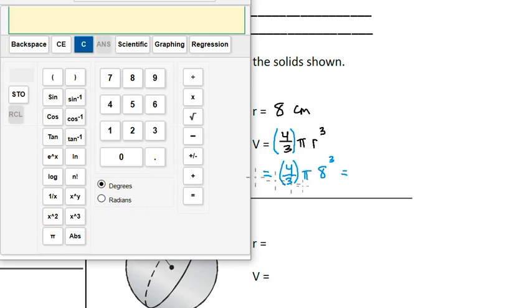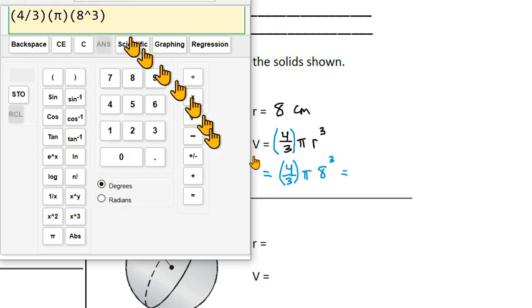So here's how we're going to put in this equation. Parenthesis, 4 divided by 3. There's my 4/3. Then I'm going to put my pi symbol. And you can put it in parentheses if you want to. Doesn't make any difference. And then I'm going to put parentheses, and I will put 8. And then I'm going to hit my cubed. So there it is: 4/3 times pi times 8 cubed.